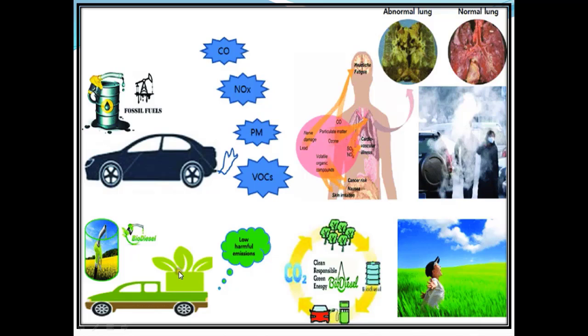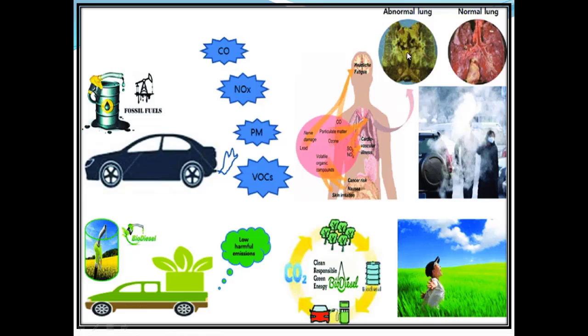The emission you find here is very harmful, whereas the emission which comes from biodiesel is very low in harm. We can say that there is low harmful emission here, and we are also getting carbon dioxide, which plants need for their food. For making their food they take the carbon dioxide coming from the biodiesel. So it is also helping nature.